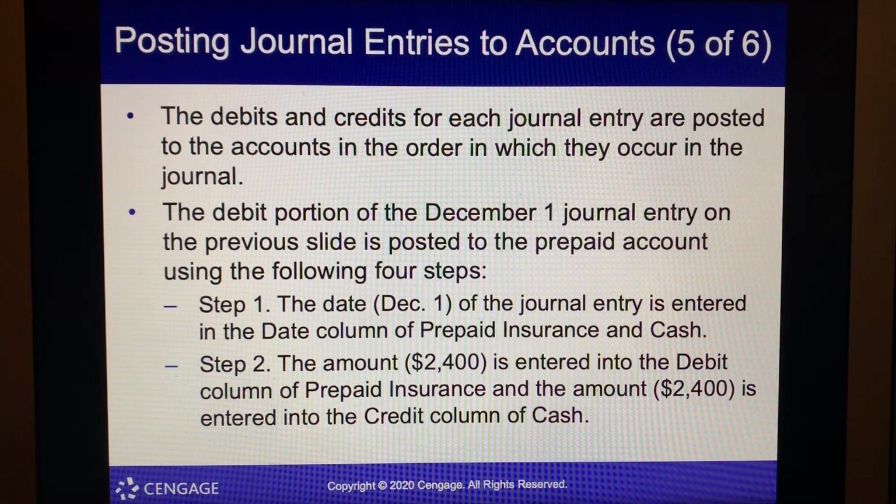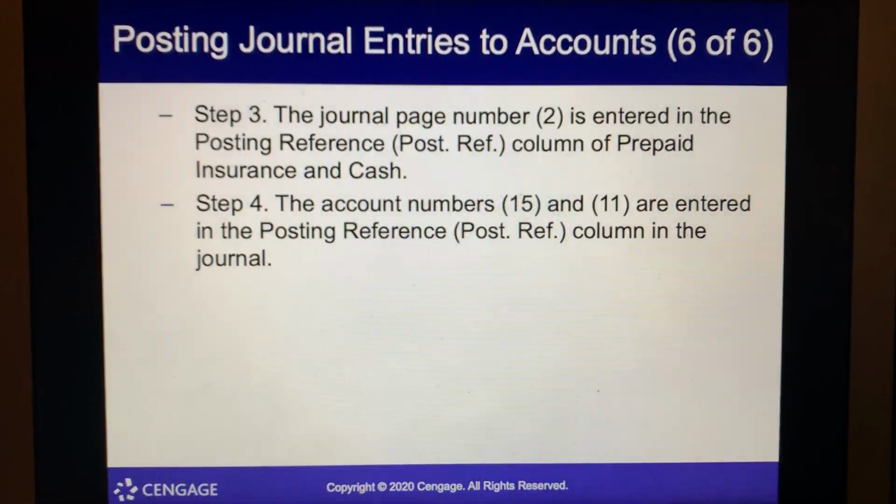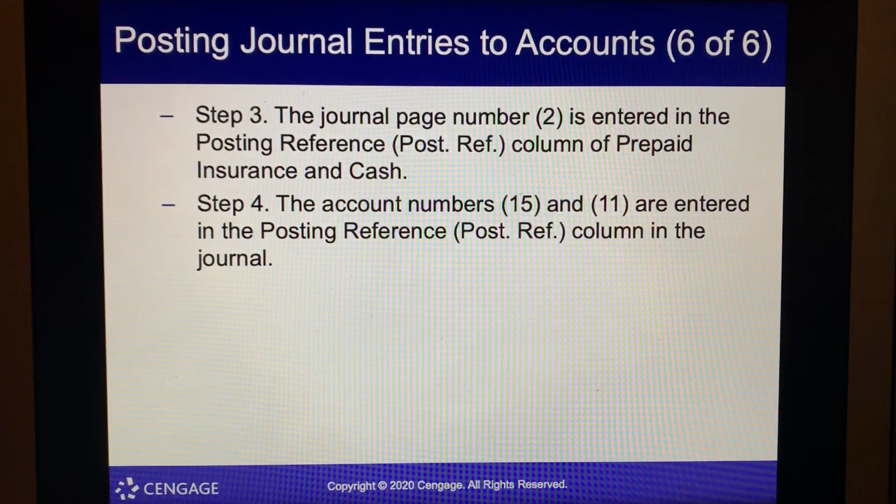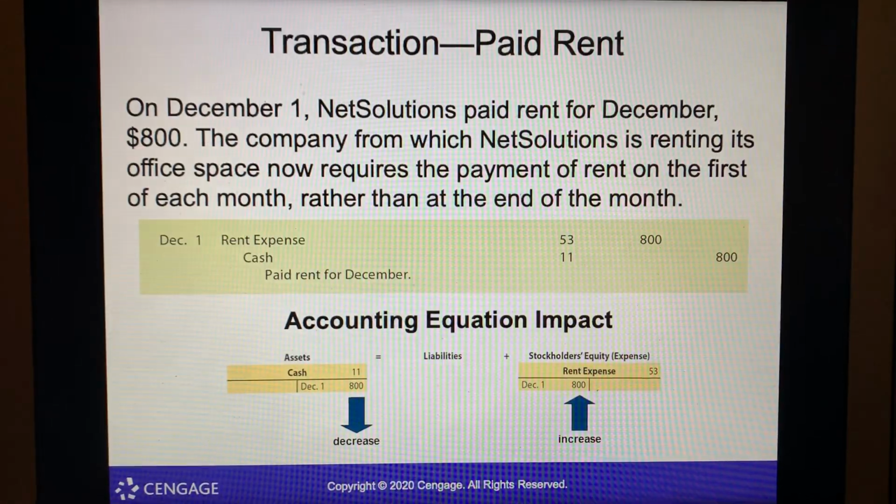So, posting journal entries to accounts. The debits and credits for each journal entry are posted to the accounts in the order in which they occur in the journal. The debit portion of the December 1 journal entry on the previous slide is posted to the prepaid account using the following 4 steps. We actually just talked about that, and I just explained it, so I won't go through that again. This is words. If you want to read it, that's fine, but I like for it to be explained to me as opposed to reading it, because it gets jumbled in my head. I have to visually see it.